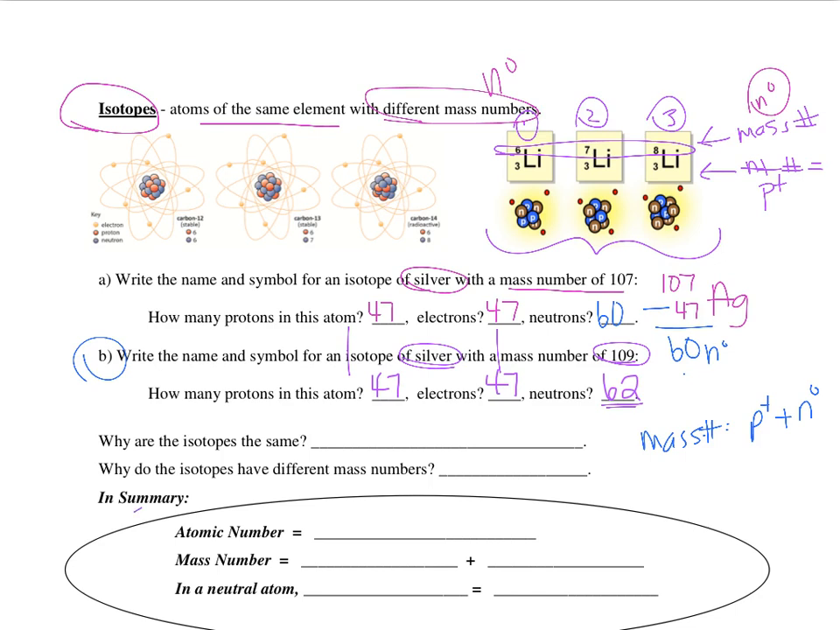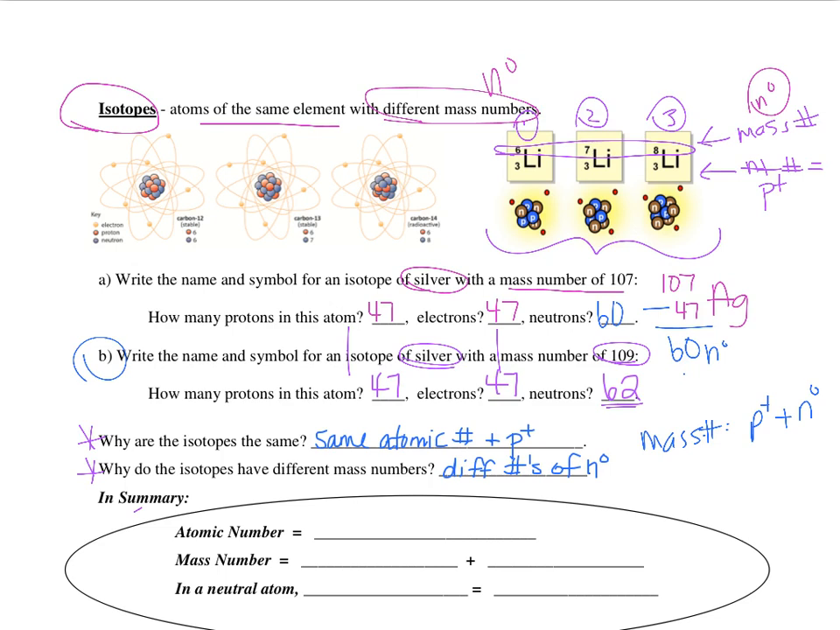So why are the isotopes the same? Take a few minutes. I talked about this a minute ago, so go ahead and pause me and answer the questions on your own. All right, so check your answers. Isotopes are the same because they have the same atomic number, which means they have the same number of protons. And why do the isotopes have a different mass? The different mass numbers are because there are different numbers of neutrons inside that nucleus.